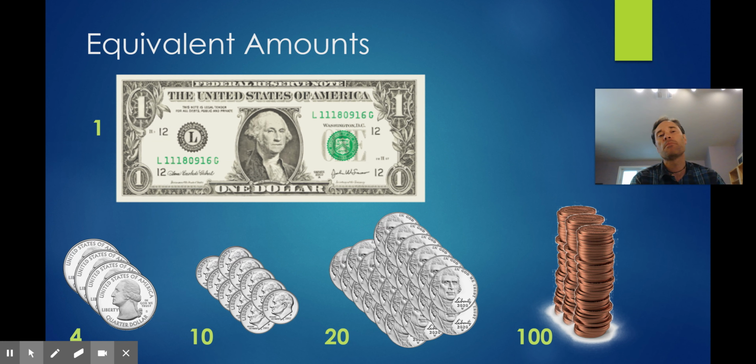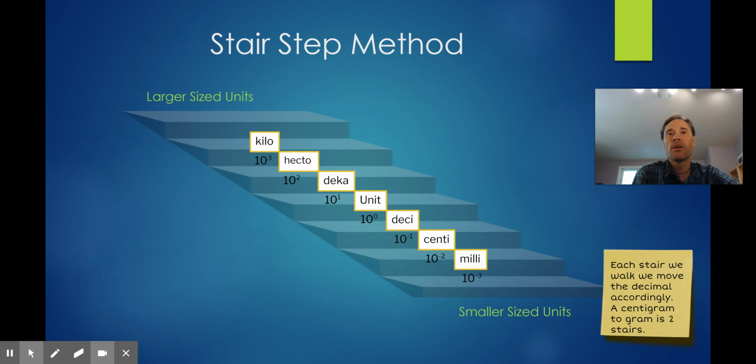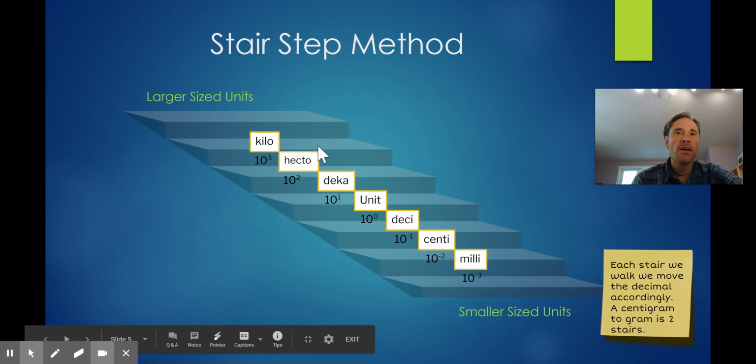So how do we do this in the metric system using the stair-step method? Well, in the stair-step method, we're going to put all of these metric prefixes in a line along a staircase, if you want to think about it. On the top of the staircase, in my case here, are the larger sized units. So kilo is a larger prefix than milli. A kilo is 1,000 of whatever unit you've got, and a milli in this case is 1/1000th of whatever you've got. So those are the two ends of the spectrum, where the unit sits in the middle.